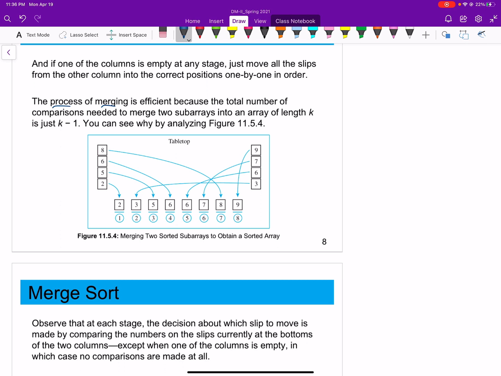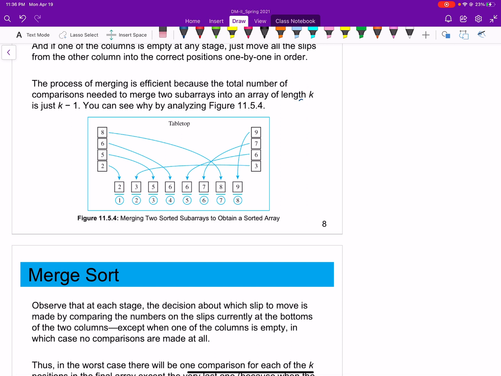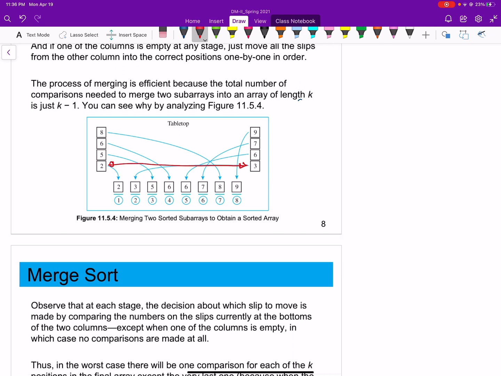The process of merging is efficient because the total number of comparisons needed to merge two subarrays into an array of length k is just k minus 1. So you need only k minus 1 comparisons. All right, so let's count those comparisons. You compared this with that. Then you took 2, and then you compared 5 with 3. Okay, so that's the next comparison. You took 3, and then you compared 5 with 6. Then you got 5, and then you compared this 6 with that 6.